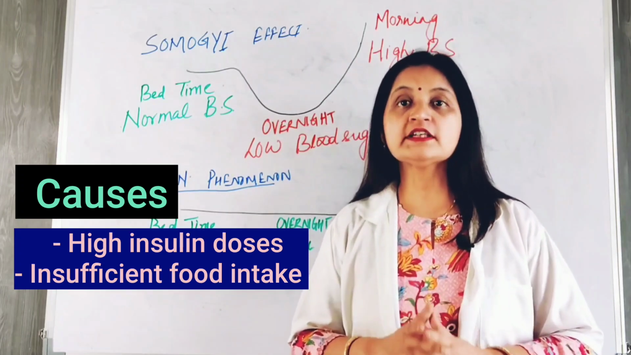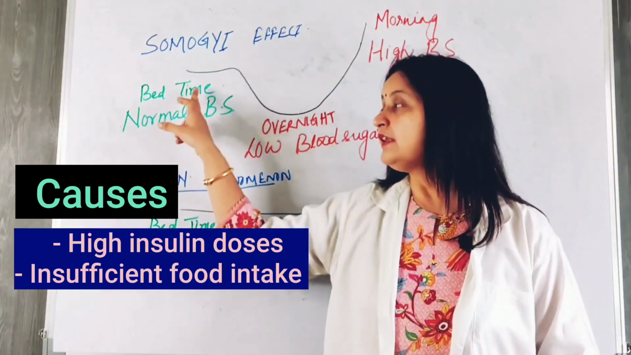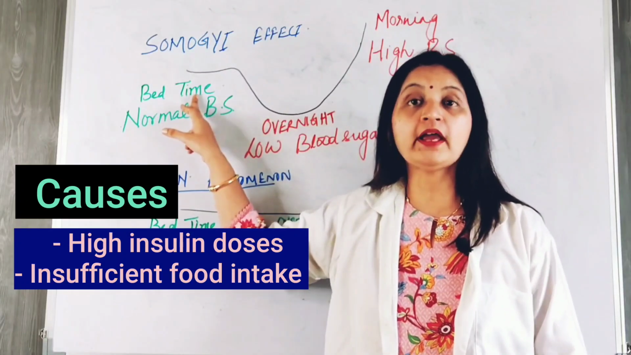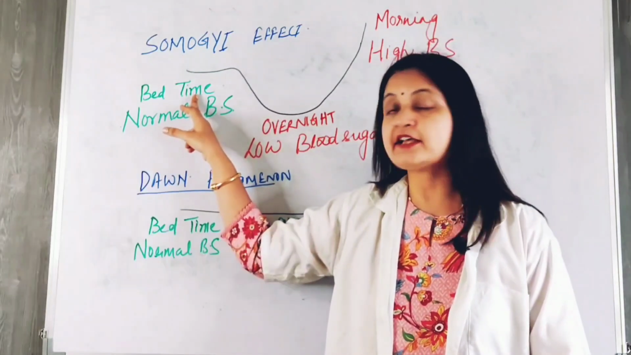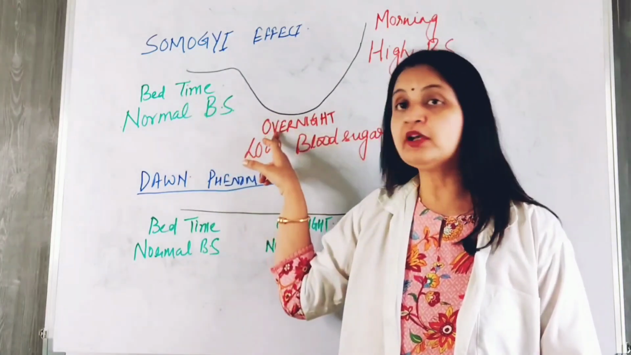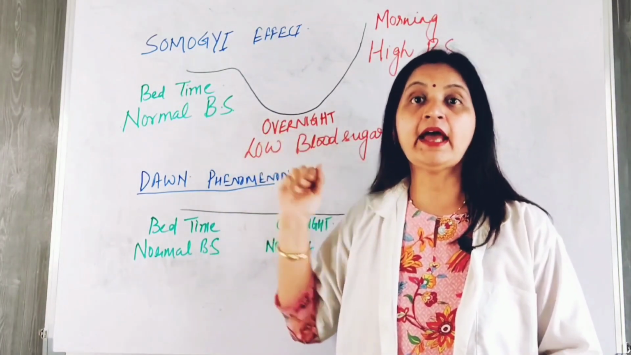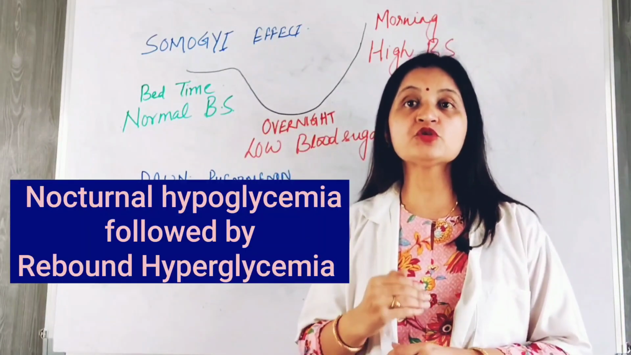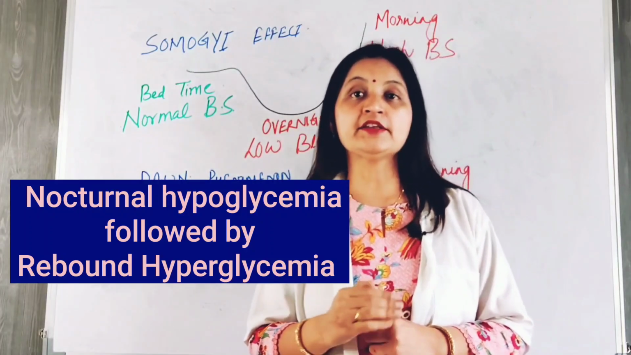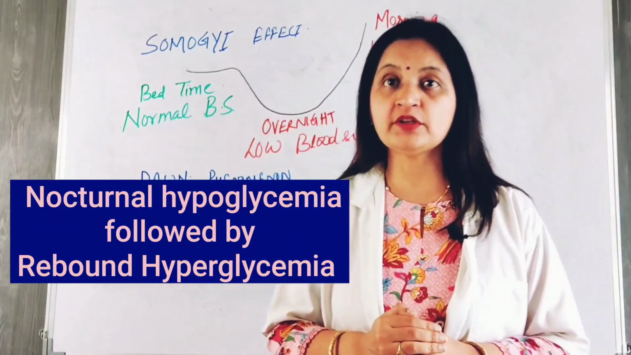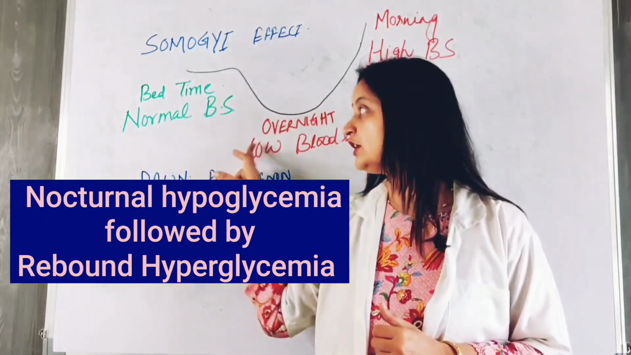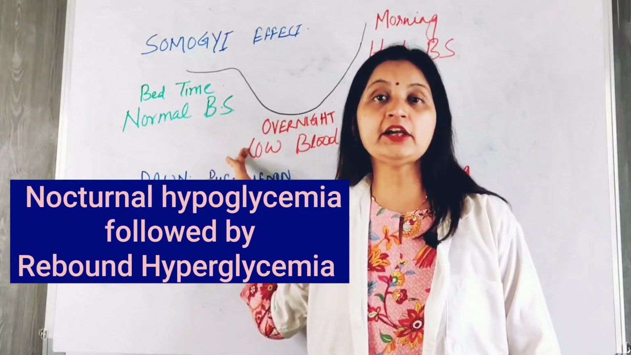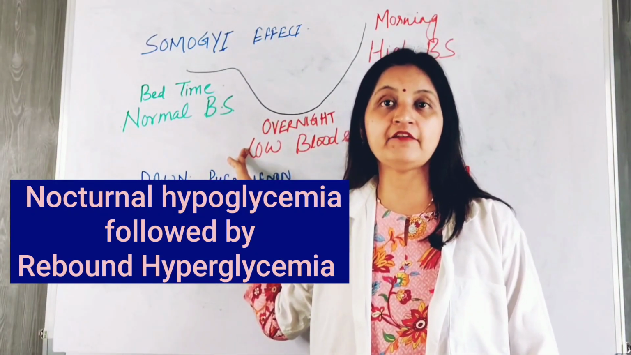If you look at the causes of Somogyi effect, high insulin doses at bedtime or insufficient food intake or skipping of evening snacks or meal can cause hypoglycemia during the night time, and this can trigger, in response to low blood glucose level, rebound hyperglycemia due to the release of stress hormones. This is because of nocturnal hypoglycemia, which is a characteristic feature of Somogyi effect.